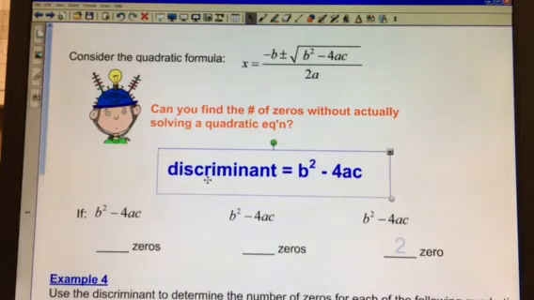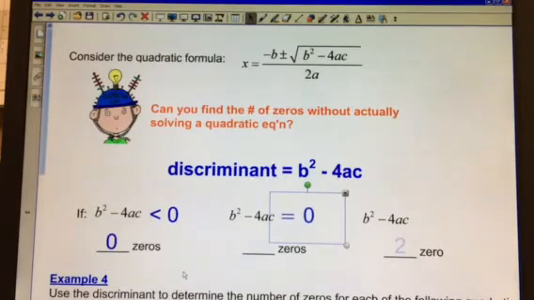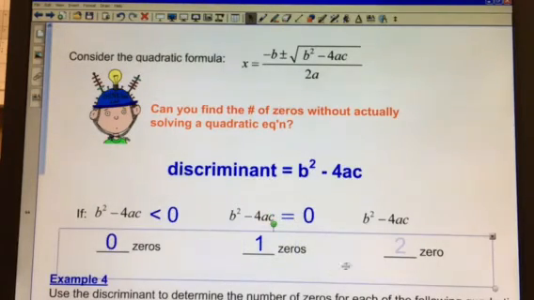So this part, b squared minus 4ac, is called the discriminant. And we have seen that if the discriminant is less than 0, you won't get any roots or real roots. Now what if this is equal to 0? So imagine this whole part in your quadratic formula is 0. Then x will become negative b over 2a. That only gives you one answer. So the discriminant equals 0 gives you 1 zero.